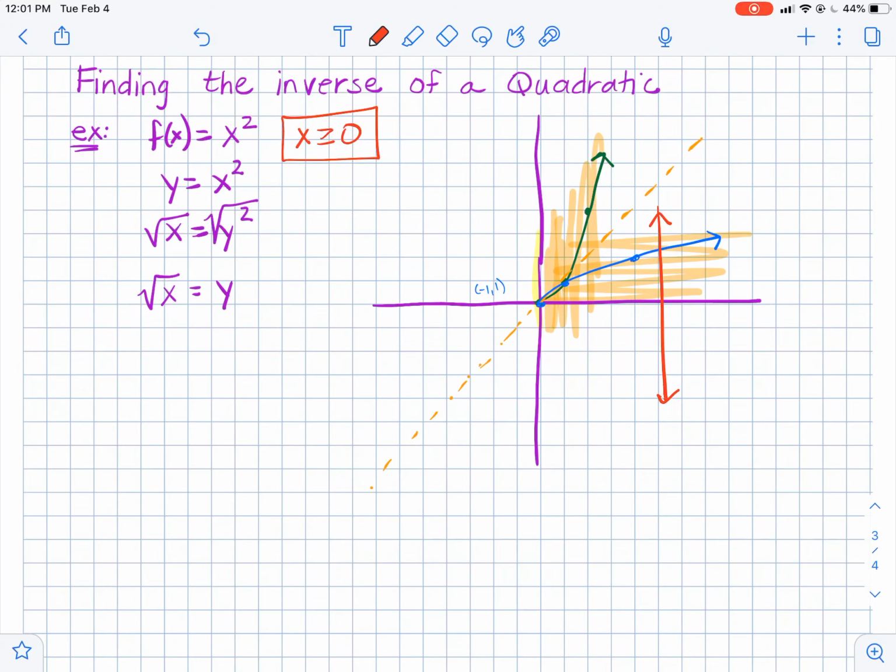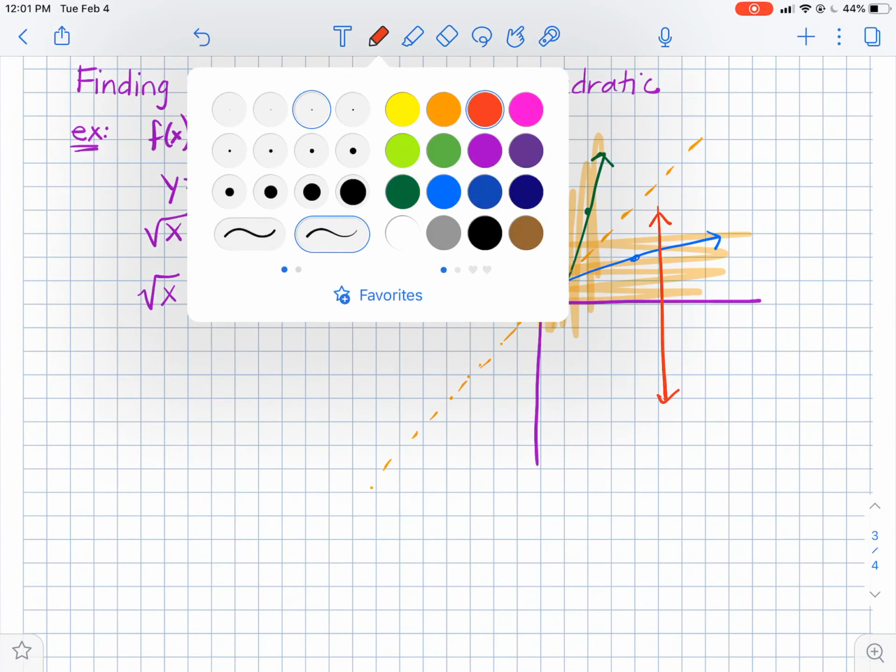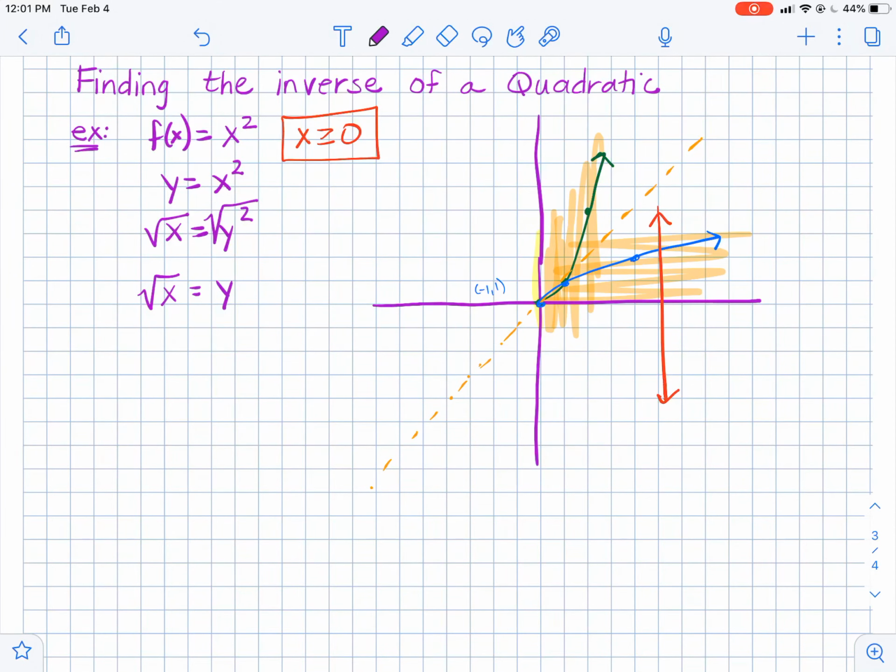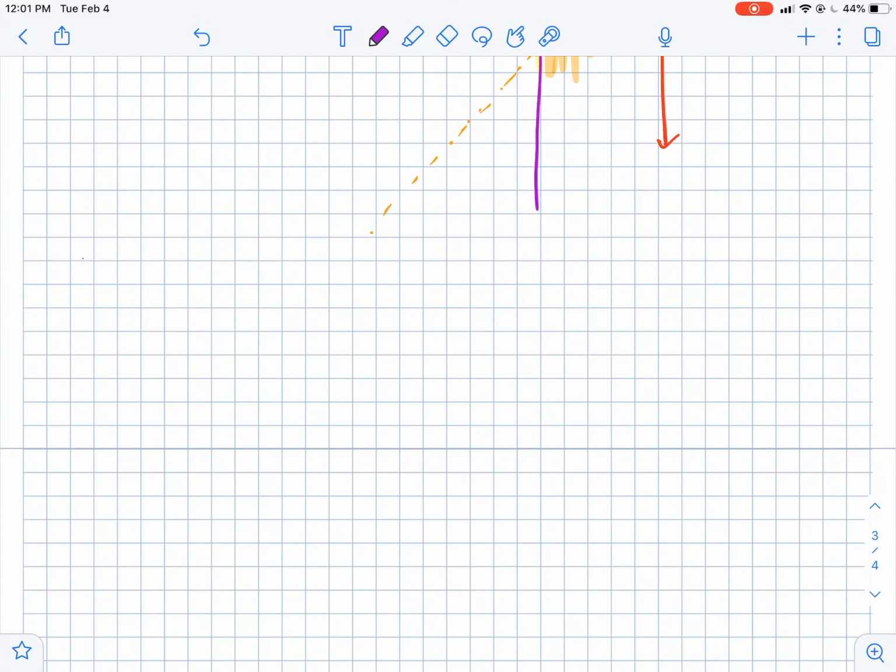Okay, let's do another one. I'll give you a little bit harder one. So, we're going to do f of x equals x squared plus 2. We won't move it up too high. And this domain restriction, again, is going to be x is greater than or equal to 0, because, again, my vertex is going to be at 0, 2 in this case.